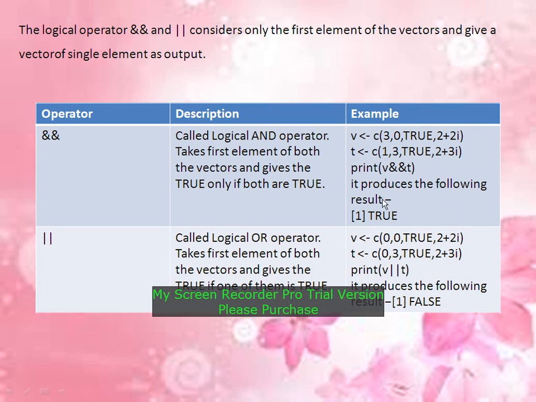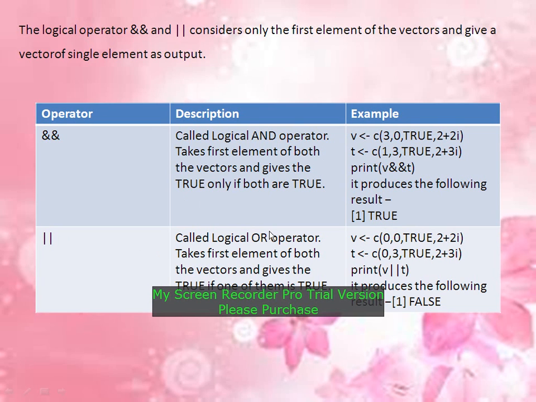So 3 and 1, the result is true. But here 0 and 0, 0 or 0, the result is false. So this is not taking the remaining values; it only checks the first value in the two vectors and produces the result, whether true or false, depending on the operator. So 3 double AND 1, the result is true.